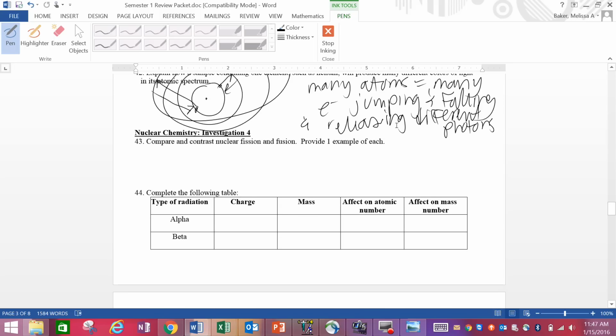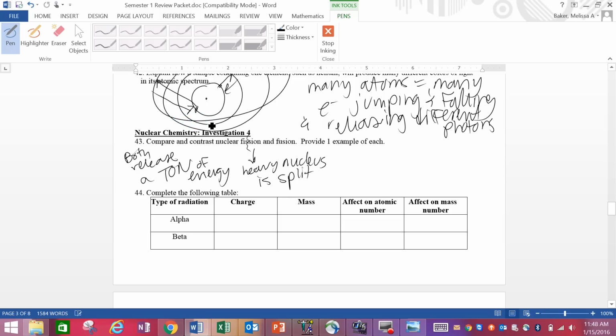All right, nuclear chemistry, my favorite. Compare and contrast nuclear fission and fusion. Both release a ton of energy. I think of fission like there's 2 S's and you've got to split them apart. Fission is when a heavy nucleus, like uranium, for example, is split.